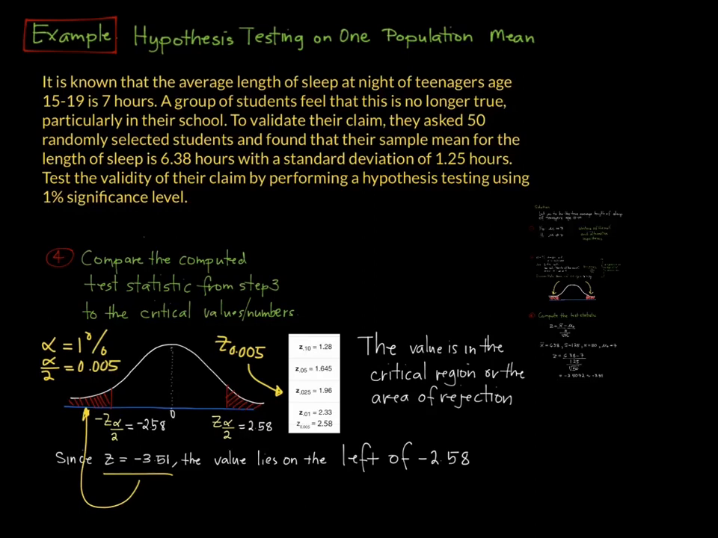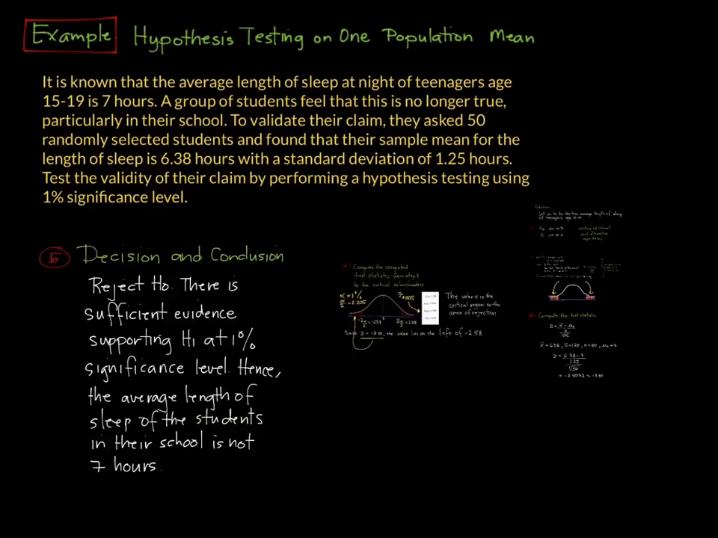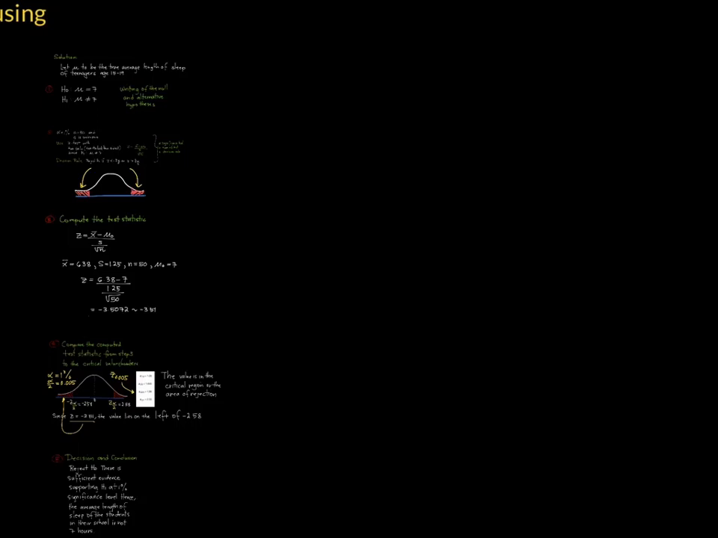Once we know that this is the case, we can now say that the null hypothesis is to be rejected. To state our decision and conclusion, we have to reject H0, the null hypothesis, based on our findings in step number 4. Therefore, there is sufficient evidence supporting H1 at 1% significance level. This means that the average length of sleep of the students in their school is not 7 hours. And that is how we perform the test of hypothesis, showing the 5 steps.